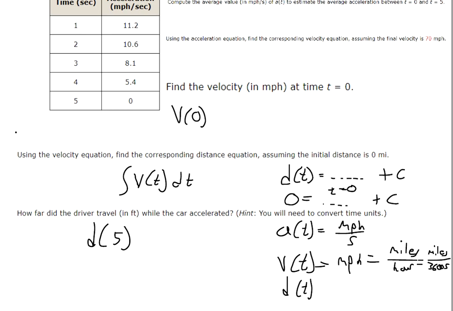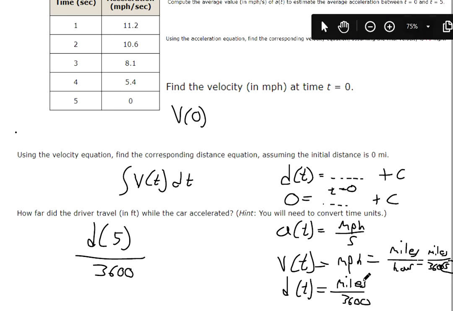Or if we want to put it back in terms of seconds, that's miles per 3,600 seconds, right? So to find the distance, when we integrate, it's integrating with respect to time in seconds, but we haven't lost that 3,600. This is miles divided by 3,600. So whatever you get here, if you plug in 5, you're going to have to divide by 3,600.